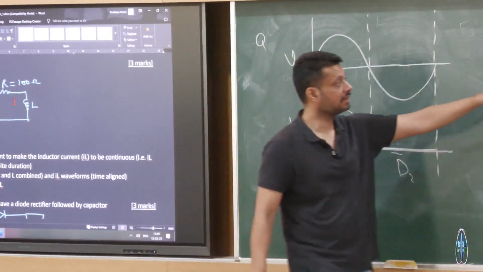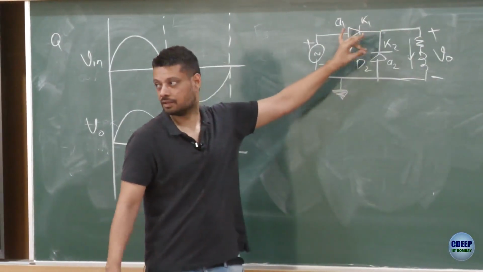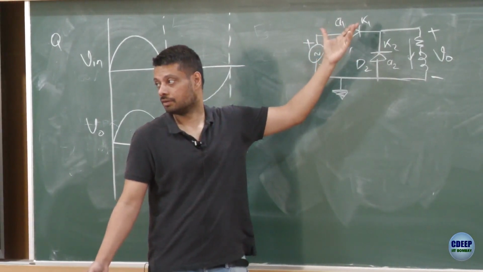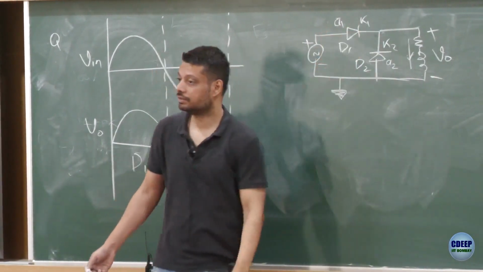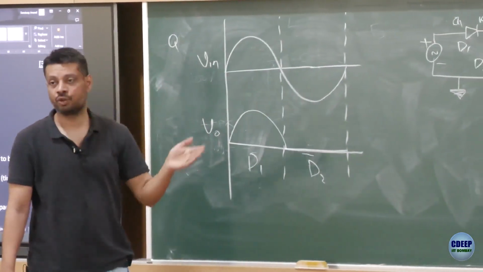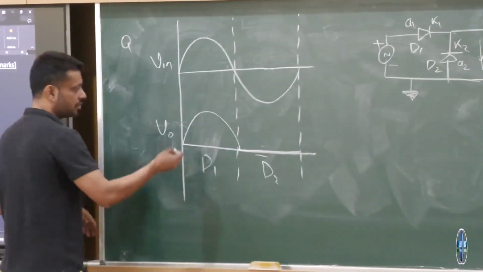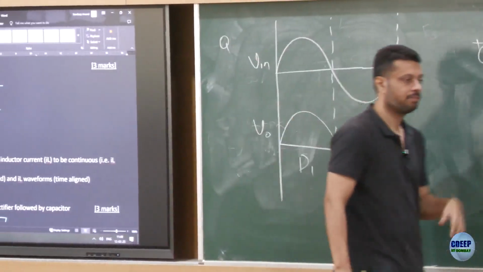When D2 is conducting, what is the output voltage? D2 is conducting, this is short, so output voltage is 0, right? Is that okay? It's anyways given to you in the question that the inductor current is continuous. So inductor current, now let's draw the inductor current, next step.